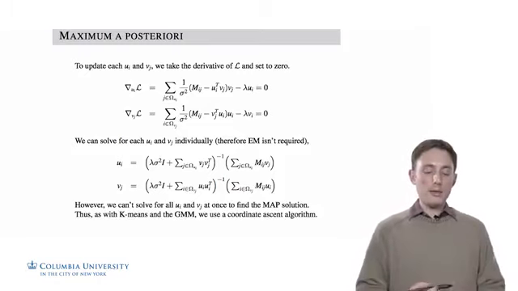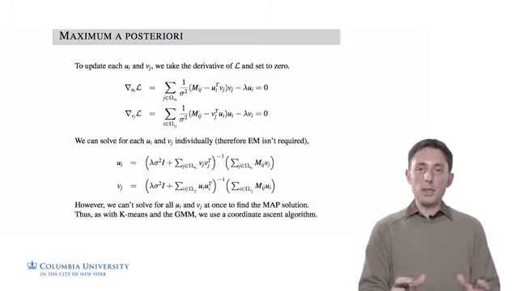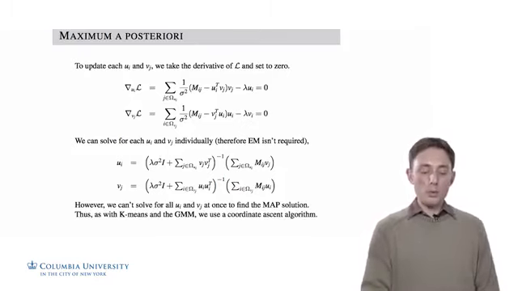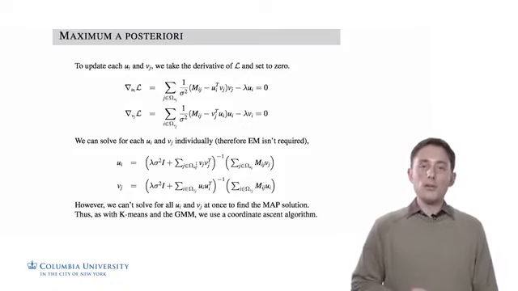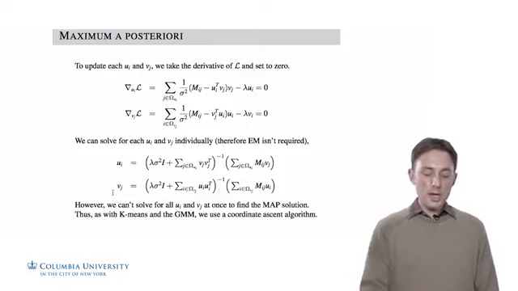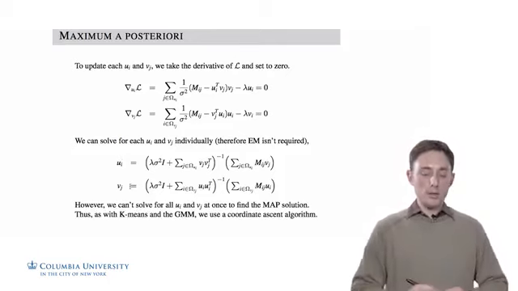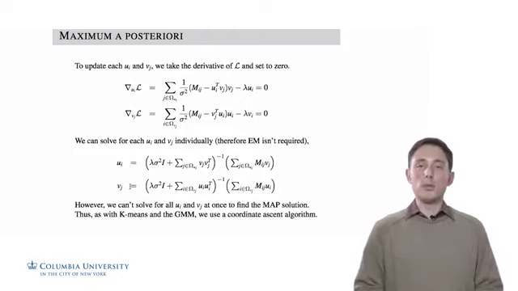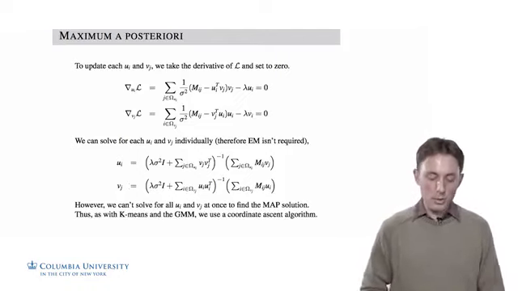However, notice that if we wanted to solve for all u_i and all v_j simultaneously, we would not be able to do that, because the update for u_i involves V and the update for v_j involves U. So we can't say that this value for u_i or this value for v_j is the optimal one, because it depends on the other parameter settings that we have. So what we're going to end up having is a coordinate ascent algorithm, like we've been discussing for the previous few lectures.